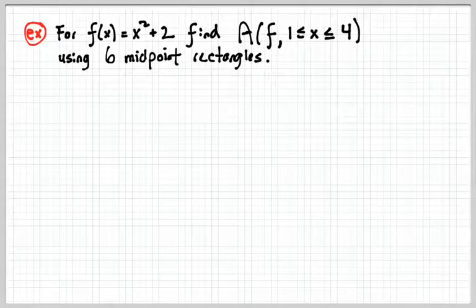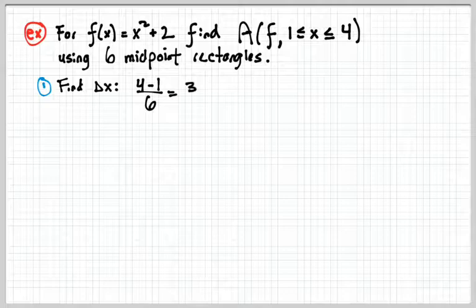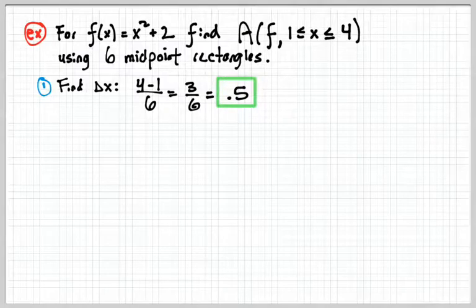Now we're going to break this down into parts, and it's going to follow the same process we've been looking at. So our first step here, we're going to find our delta x, and if we're looking at the interval 1 to 4, we're going to find that distance. So we're going to do 4 minus 1, it's a distance of 3, divided by how many rectangles, which is 6. 3 over 6 is equal to 0.5. Here's our delta x.